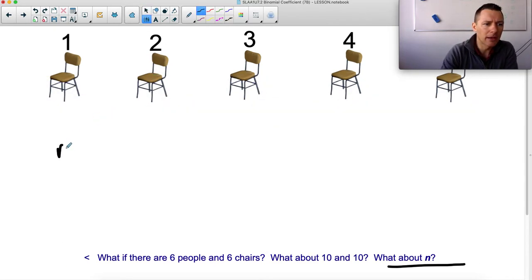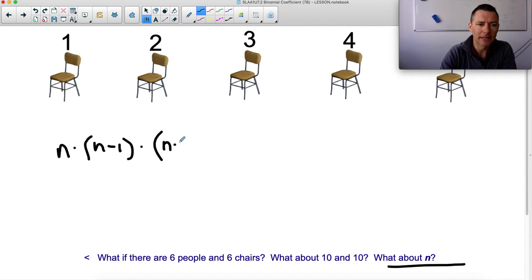You'd start with n, and then you'd multiply by 1 less than n, and then you'd multiply by 2 less than n.